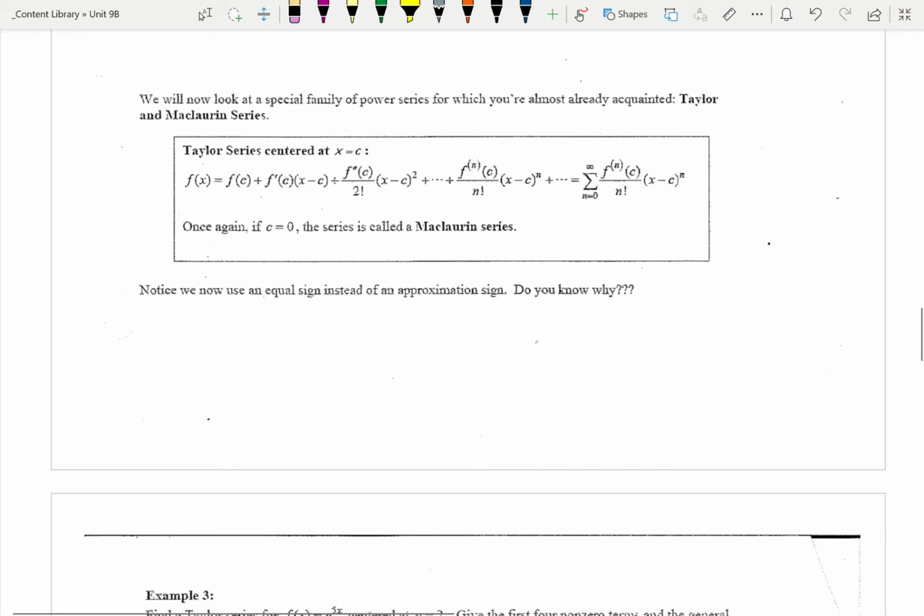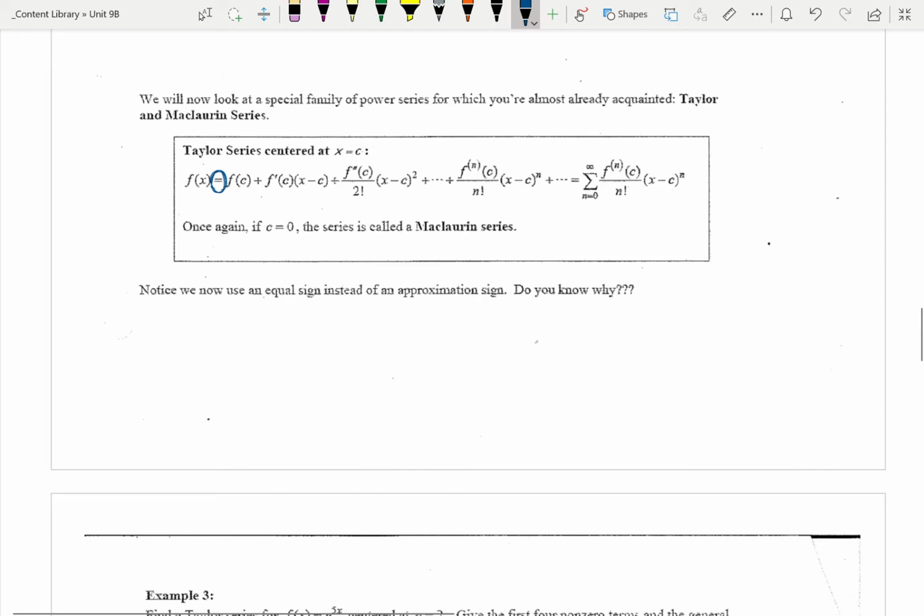And once again, don't forget that if we center this at 0, then we call it a Maclaurin series instead of a Taylor series. All right, so one big thing we should notice here is we are not using an approximately equal sign. We're using a precisely equal to. This original function is exactly equal to this series, which is exactly equal to this infinite series right here.